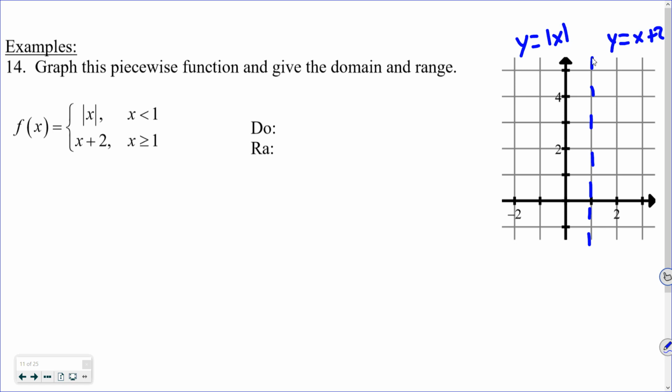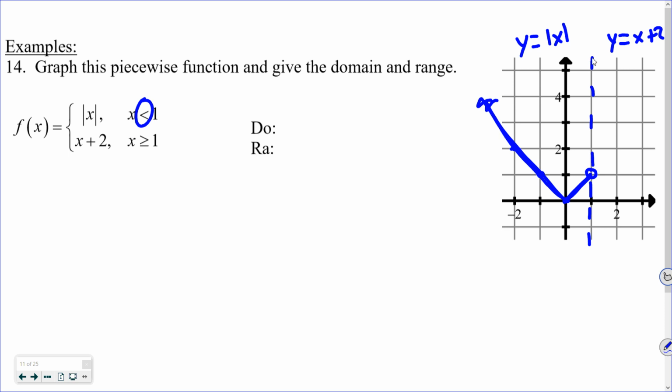I don't know if you remember what the absolute value graph looks like, but you can plug in some numbers. If I plug in 1, I get 1. By the way, notice there's no equal sign. So when I do that, I'm going to put a point at 1, 1. If I plug in 0, I get 0. If I plug in -1, I get 1. If I plug in -2, I get 2. It's this V shape if you don't remember that. That's what the absolute value graph looks like. So there's my left side of the graph.